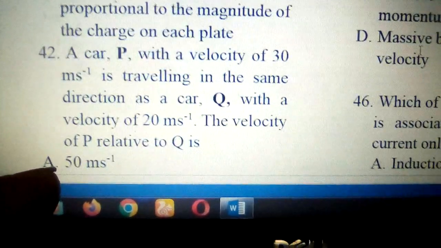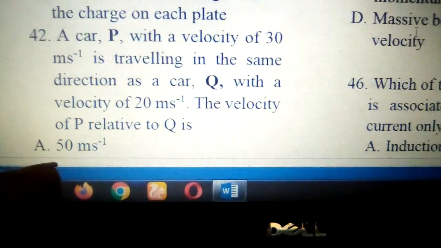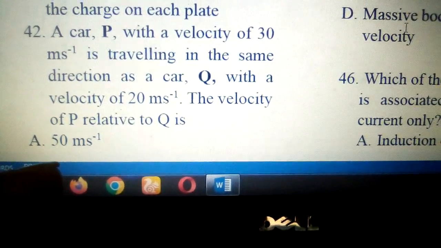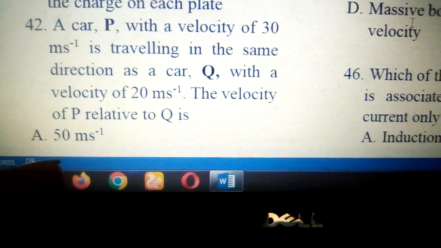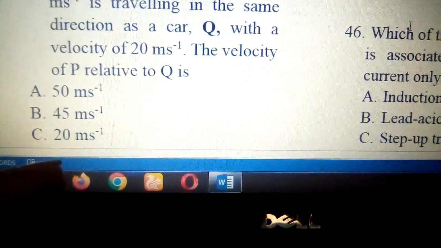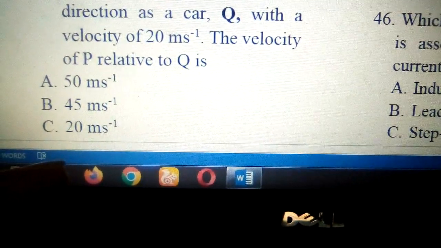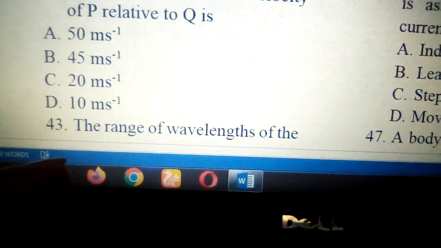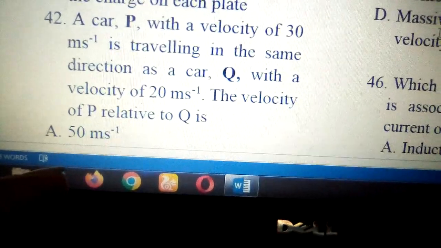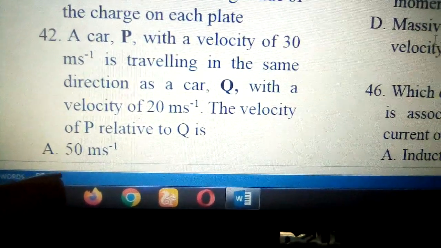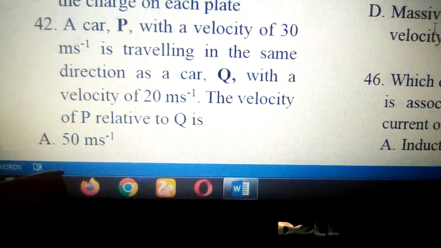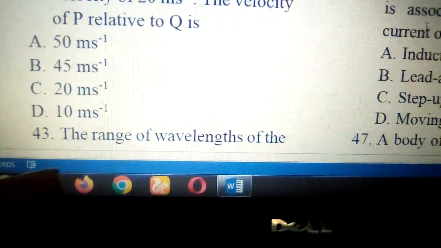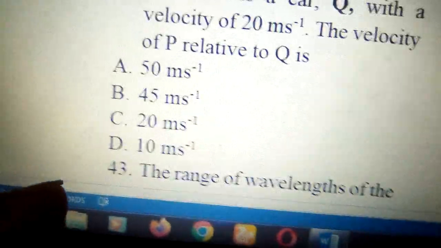Number 42 says a car P with a velocity of 30 meters per second is traveling in the same direction as car Q with a velocity of 20 meters per second. The velocity of P relative to Q is A 50 meters per second, B 45 meters per second, C 20 meters per second, and D 10 meters per second. This question is about relative speed. When two objects are moving in the same direction, the relative speed is obtained by subtracting their speeds. That is 30 minus 20. The answer is 10. Option D is the answer to number 42.